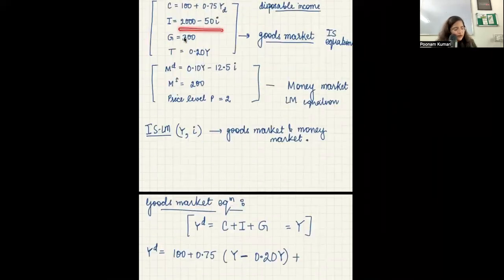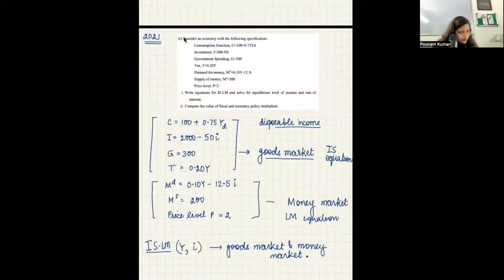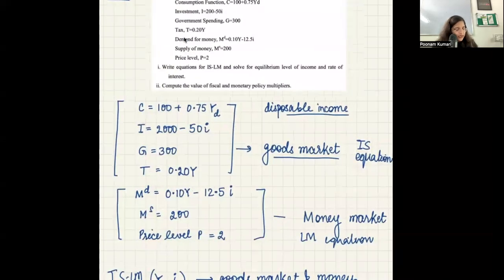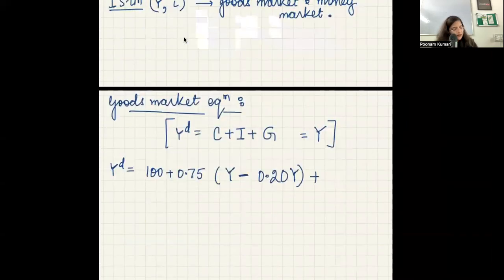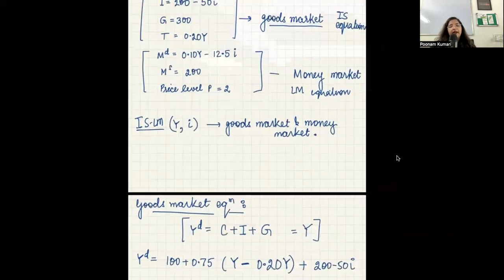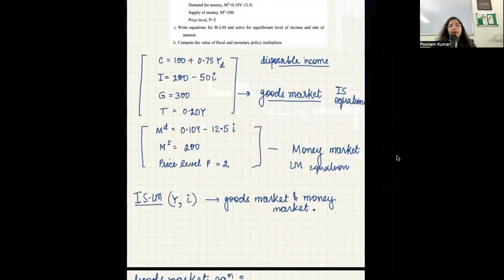Your investment was it is actually 200, not 2000. 200 minus 50I. This is your investment, and your government spending is also given. So how is Y minus 20Y? Because that is YD. YD is disposable income.